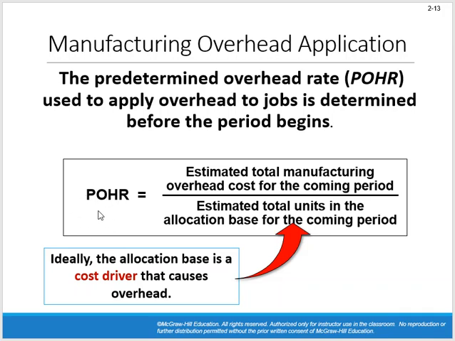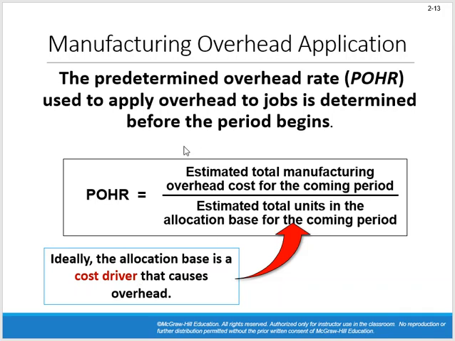So predetermined overhead rate is computed by taking your estimated total MOH for the coming period. So we're estimating MOH for the upcoming period, and we're going to divide it by the estimated total units in the allocation base or the cost driver. So that allocation base should be the cost driver, meaning what is causing cost to happen? Is it making more units? Is it working more hours? Is it more labor dollars? Is it machine hours? So in the real world, that would be a tough decision to make. In textbook land, they're going to tell you what to use as your allocation base.